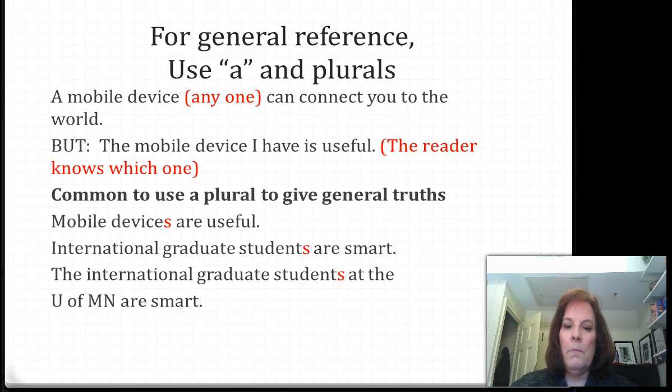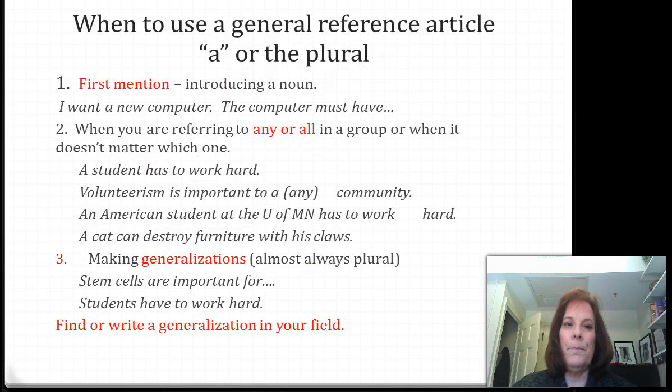Keep this one in mind because when we talk about citations, we're going to talk about generalizations. Often those generalizations are plural and there is no the or a reference. They are simply talking about any and all. So keep that in mind. We'll come back to that.